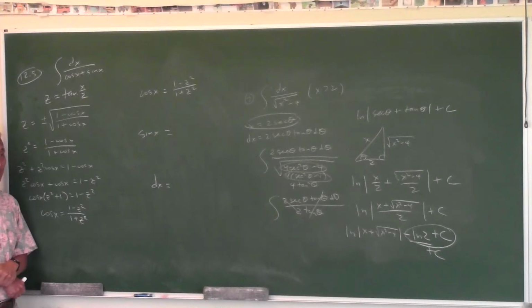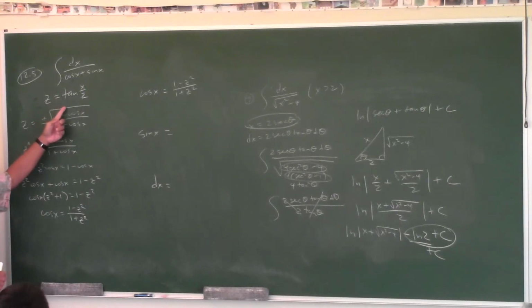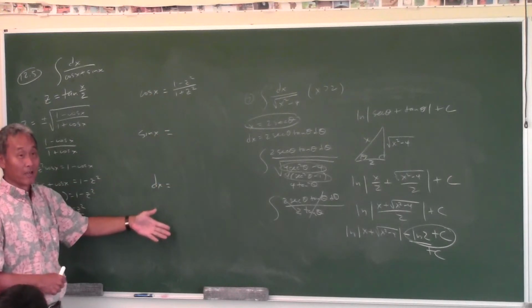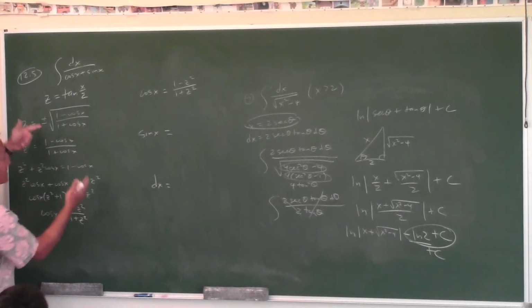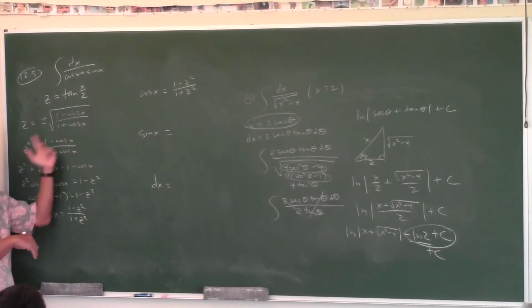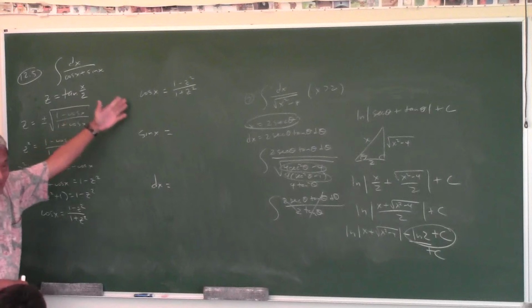Where does z equals tangent x over 2 come from? That's the substitution. You have to know that. Or you can just memorize these three right here. This is how this is derived. I'm deriving it for you. It's always that, and it's always going to be this.